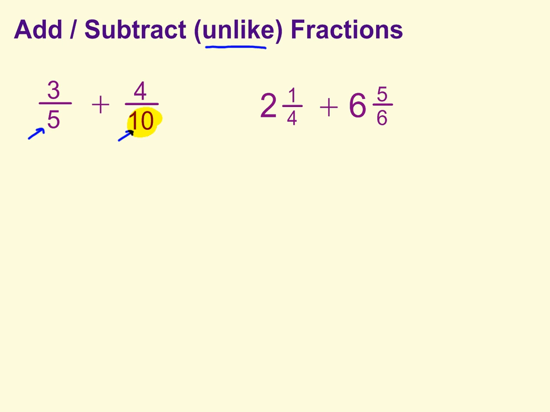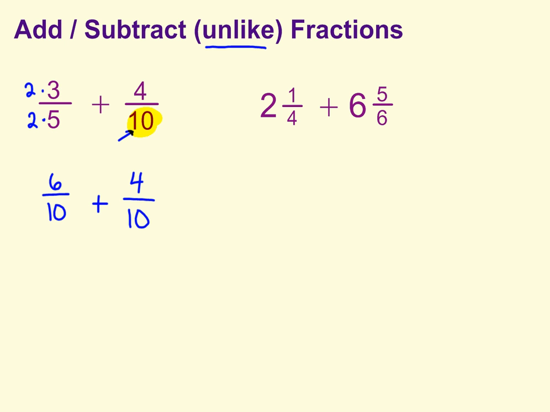So because we're going to use 10, this 4 over 10, we don't have to change that one because we're using 10 as a common denominator. Now over here, we have to use multiplication to get this 5 up to a 10. So we can multiply it by 2. 5 times 2 is 10. However, anything you multiply the denominator by, you also have to multiply the numerator by. So we end up with 6 over 10 plus 4 over 10.